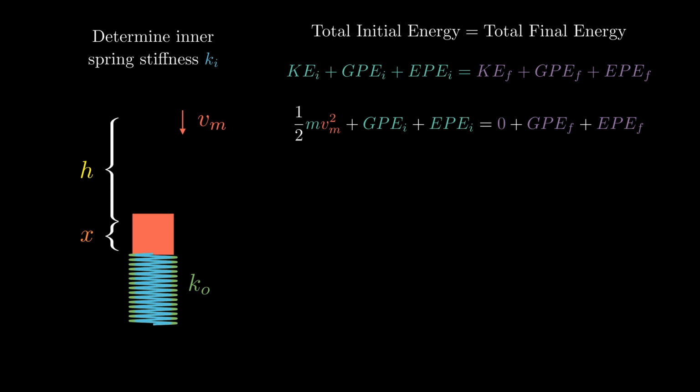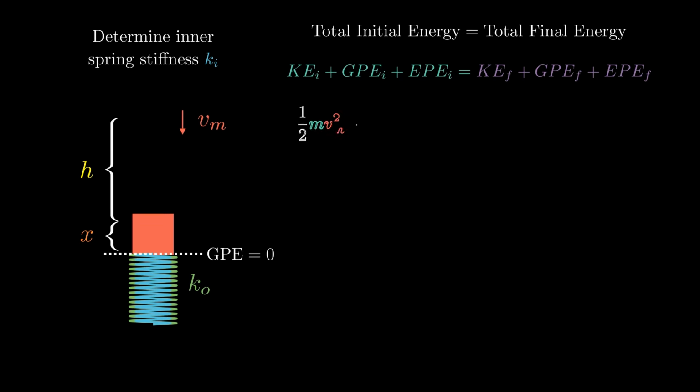When determining the gravitational potential energy, we can simplify the calculations by selecting an appropriate zero reference of our choice. We choose the height of the final spring position as a zero level, which makes the initial gravitational potential energy mg times (h plus x).